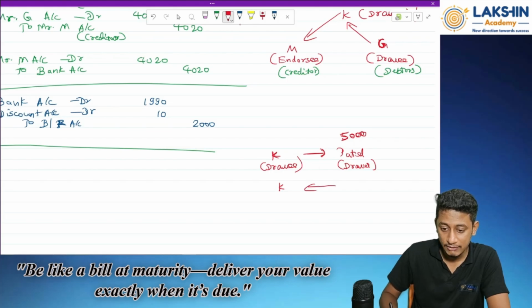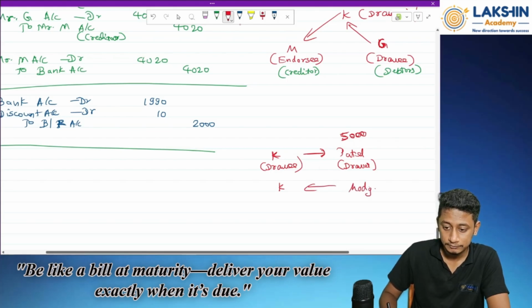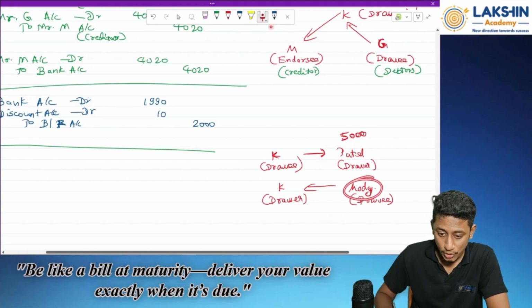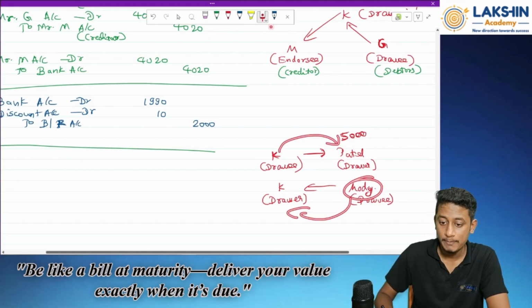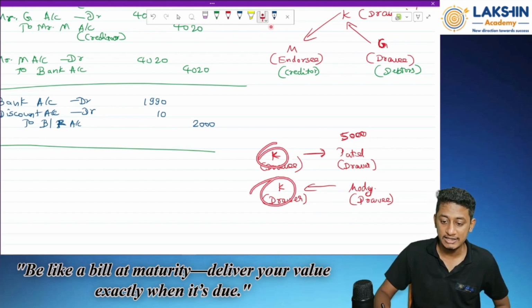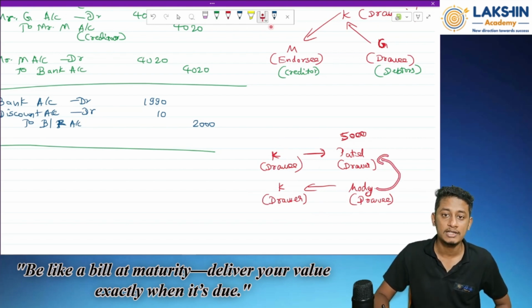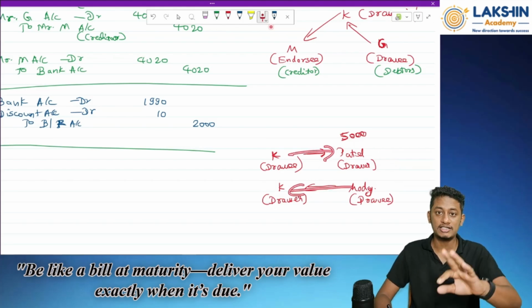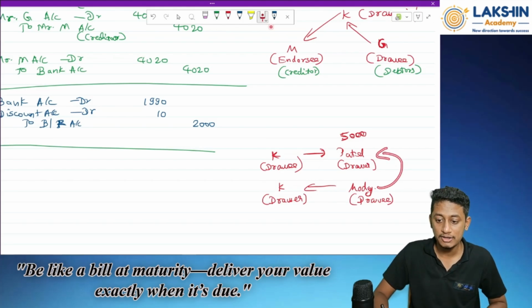And in the second case, K has received an accepted bill from Modi. He will be a drawer in this case, and Modi will be a drawee. Modi was supposed to pay K. Here, K was supposed to pay Patel the same 5,000 rupees. What this guy has done smartly is transfer Modi's bill to Patel, saying that Modi was supposed to pay me and I was supposed to pay you. So now let's change the transaction: directly Modi will pay you.